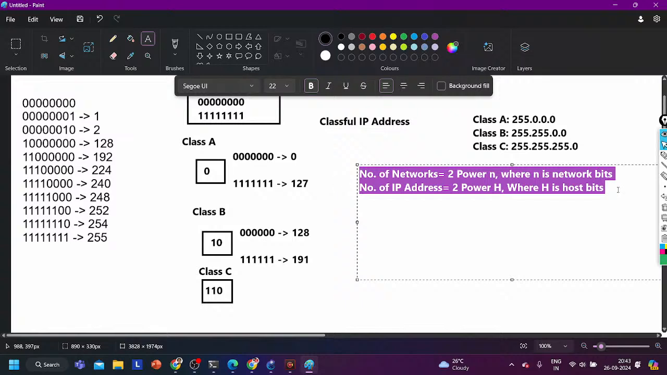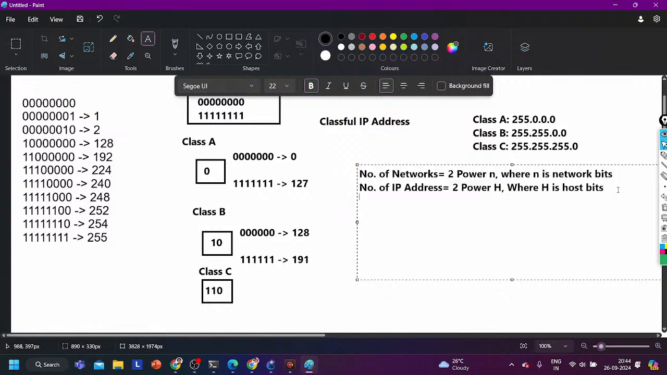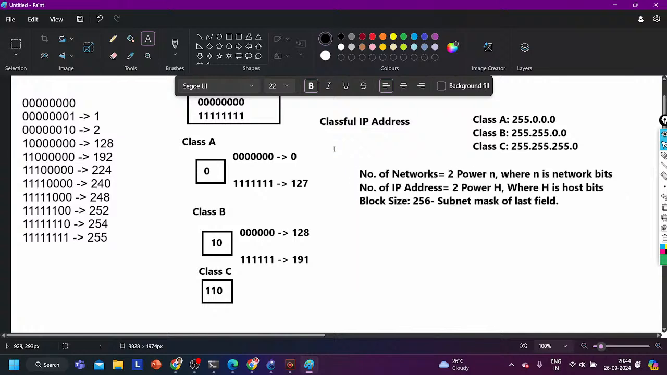Then there is one more formula, that is block size, right? We will discuss block size soon, but let me write the formula here for now. The formula to calculate block size is 256 minus the subnet mask of the last field. That's it. We have only these three formulas for the entire IPv4 subnetting.